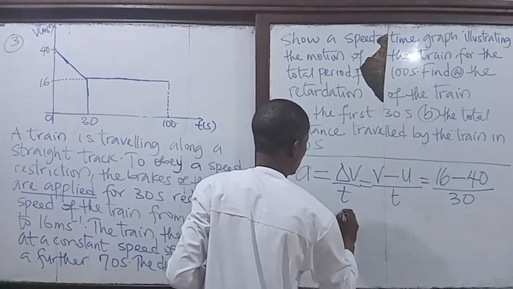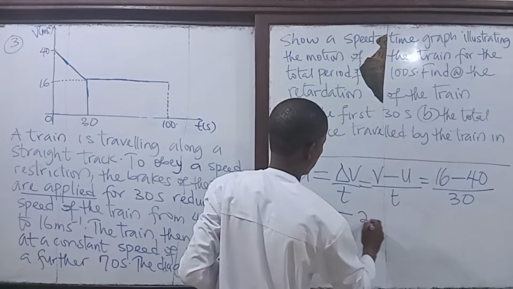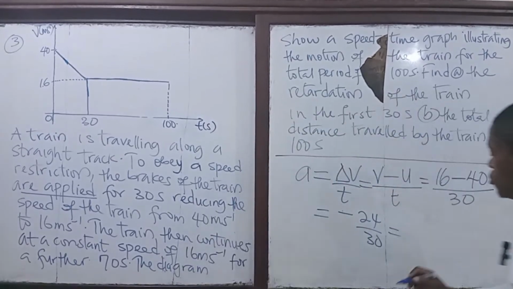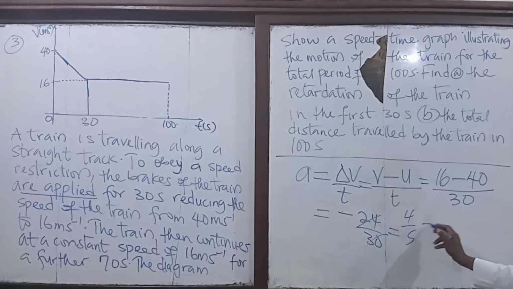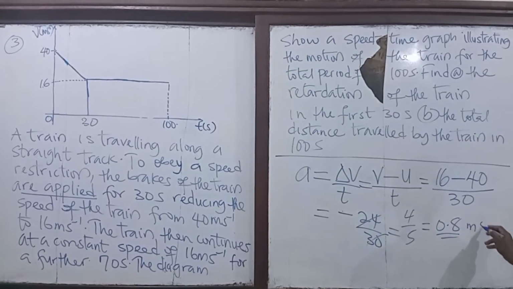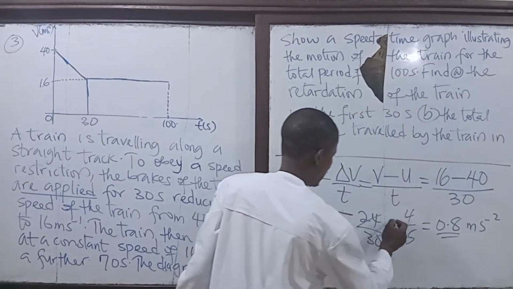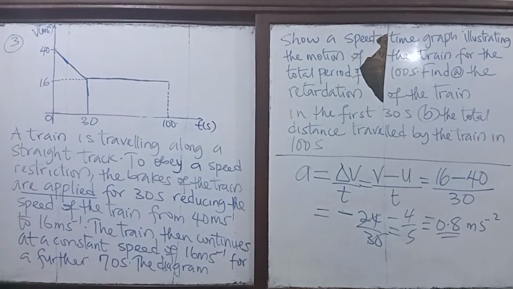That will give us minus 24 over 30, which is equal to 0.8 meter per second square. And don't forget the minus here, so the answer is minus 0.8 meter per second square.